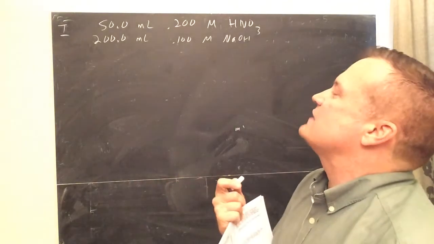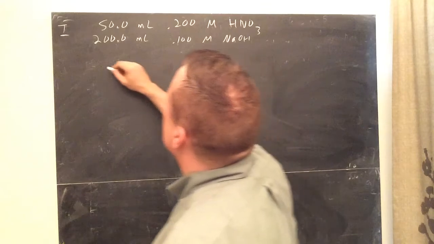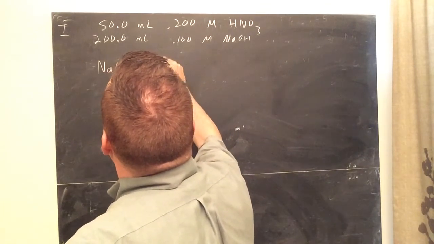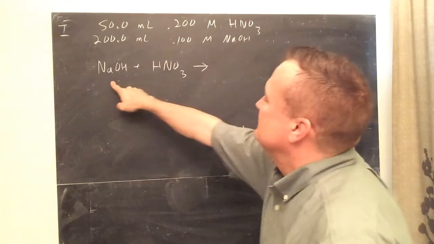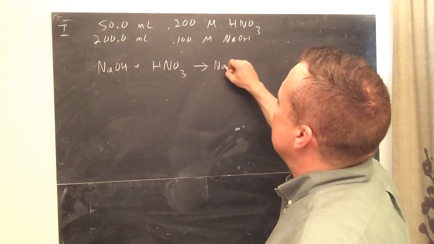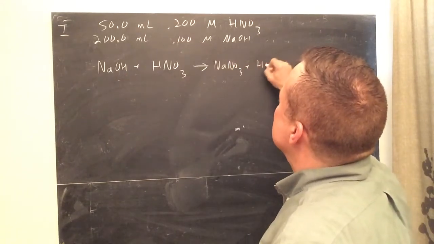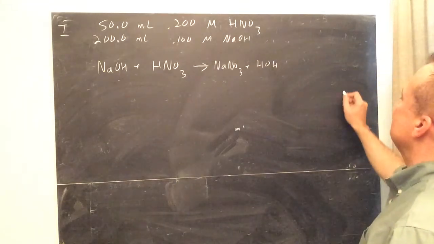Well, first of all, I'm going to show you something. What's going on is we're adding NaOH to HNO3. NaOH plus HNO3. What is that going to give us? It's going to give us NaNO3 and water, HOH.